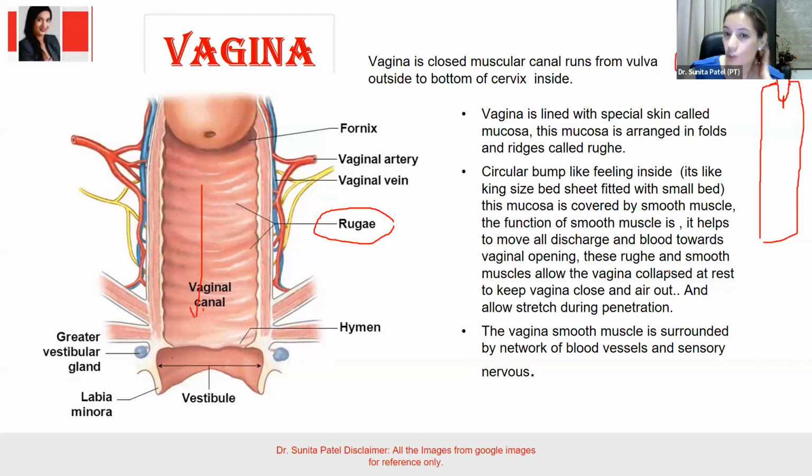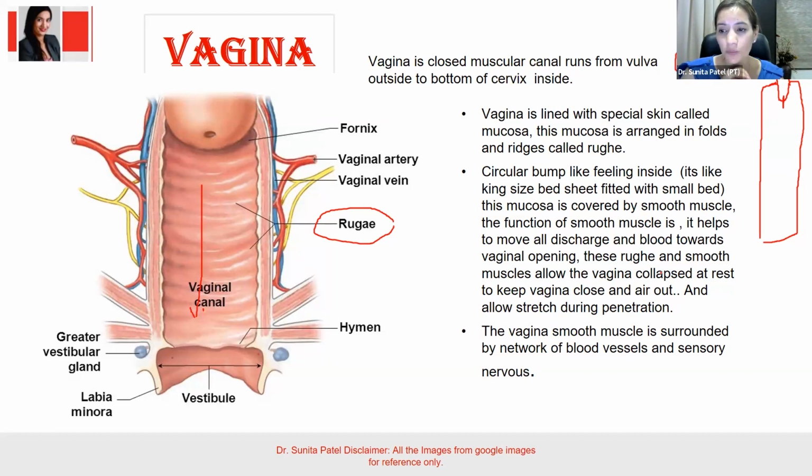So let me again show you. These rugged and smooth muscles allow the vagina to collapse at rest and to keep the vagina closed and air out. The same ruggeds are responsible for the stretching. Whenever we want to insert our finger, our hand, or something inside the vagina, we need an opening, so the ruggeds are responsible for the stretching. It's like a rubber band. You can stretch it out, and the rubber band can collapse again.